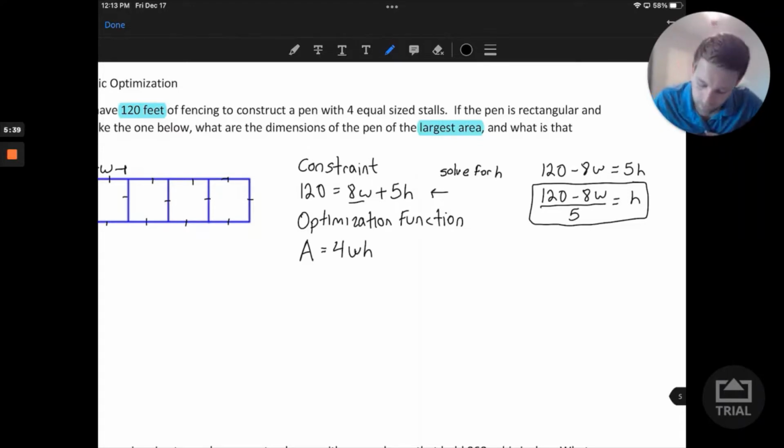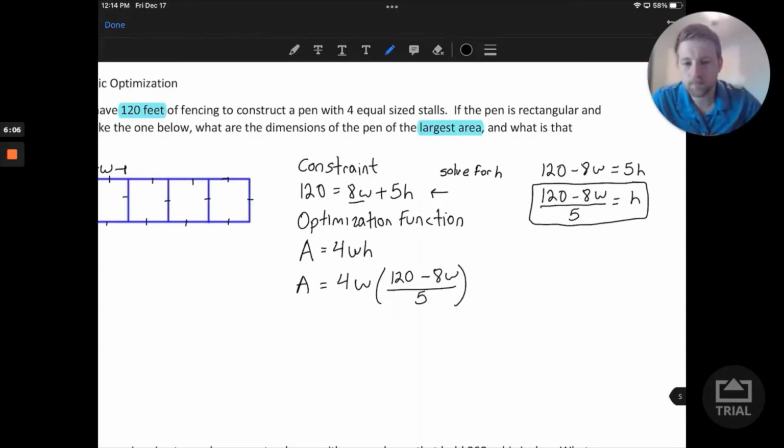I want to get the area function here as a function of one variable, and this is going to get it done for us. So we can rewrite this area function. We still have the 4, and we still have w, but I can rewrite h here as this function of w. So this would be 4w times (120 minus 8w) divided by 5. This allows us to think about the area only in terms of the width. And so now I could actually go out and solve for the value of w to actually optimize the area.